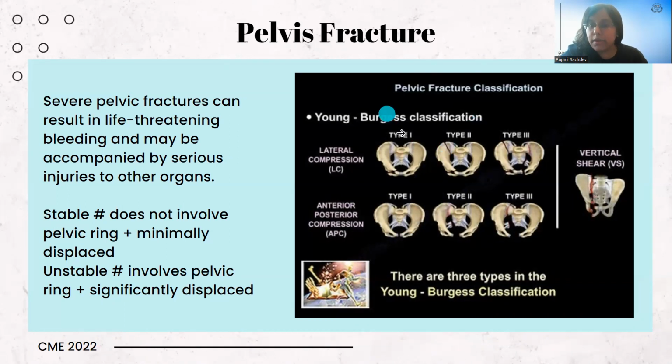This is the Young Burgess classification for pelvic fractures. The reason why I've put this is, it's okay if you don't know the classification, but the logic that they're using, if this is your hip, right? Your hip is like this. If you're putting lateral compression on it, these are the kind of fractures you will get. If you're putting anterior posterior compression on it, those are the type of fractures you'll get. Which part is being affected depends on the type of force that's coming.